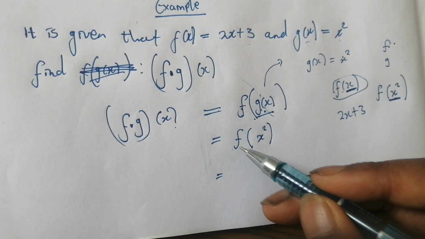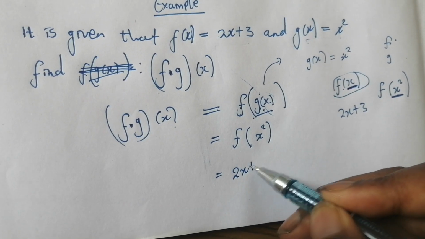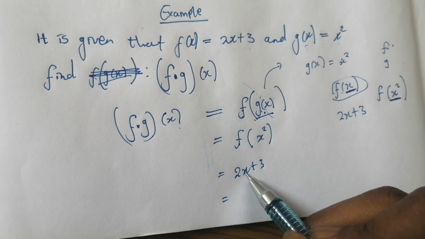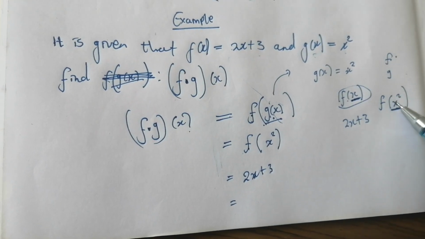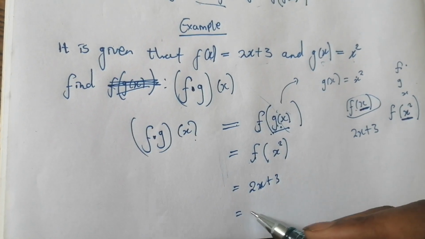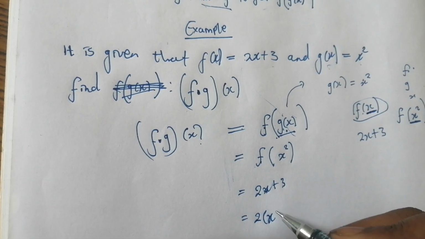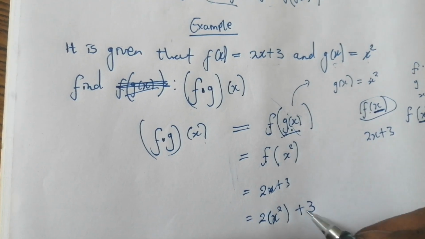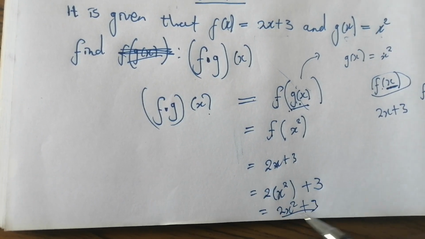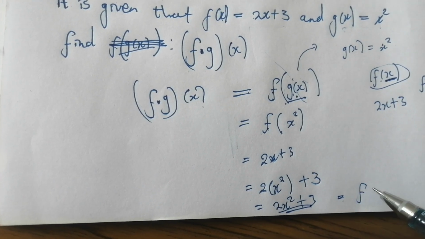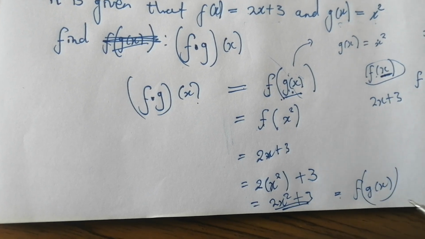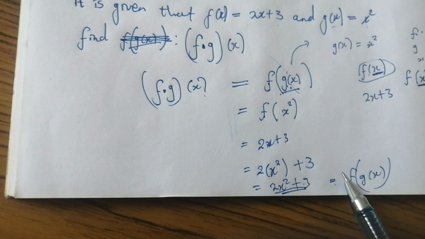So let's write our f of x, which is 2x plus 3. In f of x, where there is x, we are putting what? X squared. Where there was x in this function, we are putting x squared, plus 3. So it will be 2x squared plus 3. This is our f of g of x. It's 2x squared plus 3.